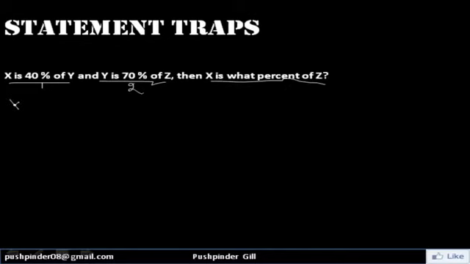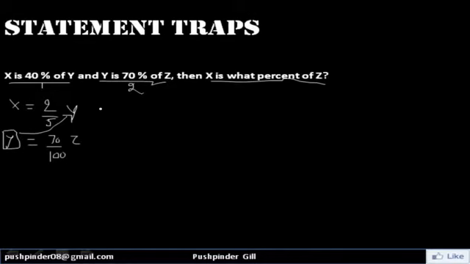X is 40% of Y, that means X is equal to 2 by 5 of Y, right? Similarly, Y is 70% of Z, that means Y is equal to 70 by 100 of Z. So what I need to do over here is to get this Y's value over here.